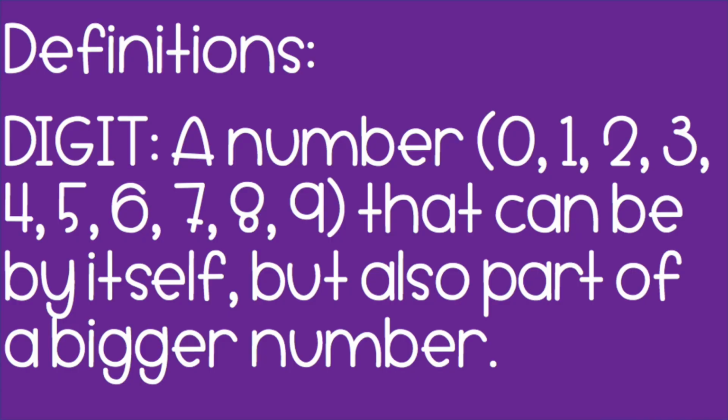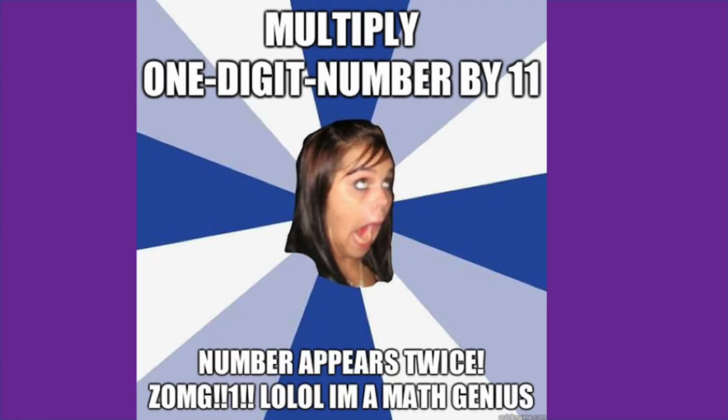Our next definition that we have here is digit, a number 0, 1, 2, 3, 4, 5, 6, 7, 8, 9 that can be by itself, but also can appear as part of a bigger number. And if we were to use that new vocabulary word in a sentence, multiply a one-digit number by 11, like 6 times 11, it would be 66. The number appears twice. Oh my god, I'm a math genius.